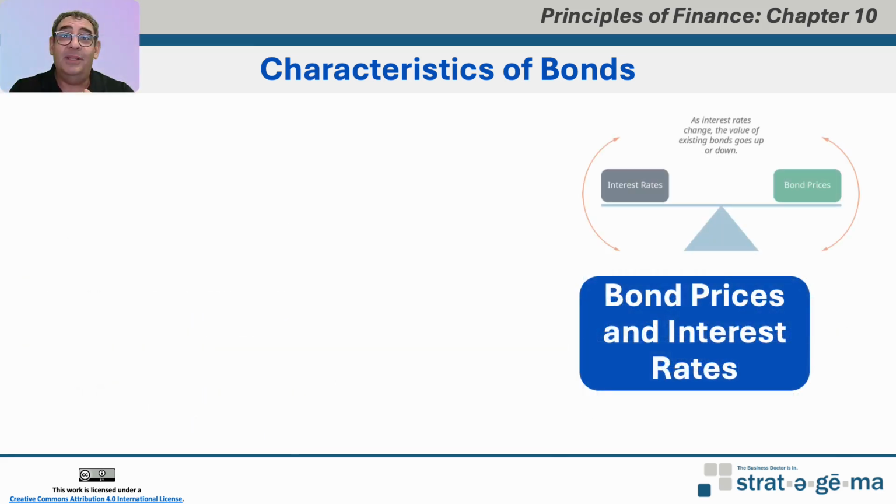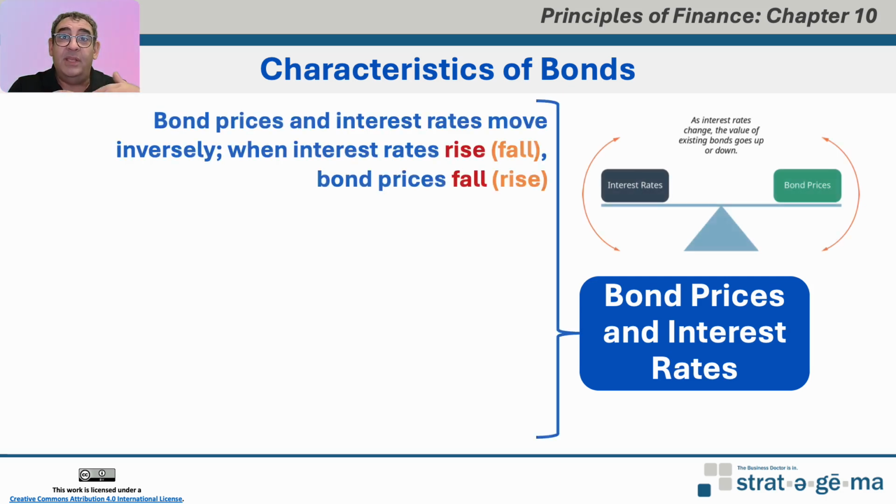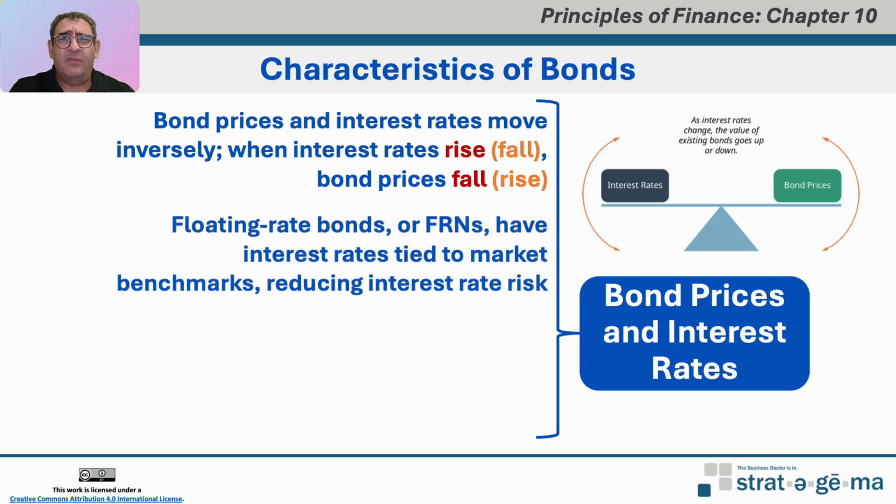So what we'll discover is that there is an inverse relationship between bond prices and interest rates. So when interest rates rise or fall, the bond price will fall or rise. And we'll see this. There are things called floating rate bonds or FRNs. They have interest rates that are tied to market benchmarks and can reduce some interest rate risk. We're not going to look at those.